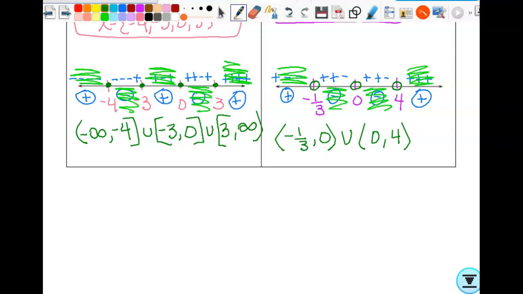Now, on this particular question, if it had been less than or equal to, if these were closed circles, then we could write it as one interval from negative 1/3 to 4, because then that 0 would be included. You wouldn't split it just because it's in two sections, okay? What questions you got? We good? All right, then get your Delta Math out, get going.